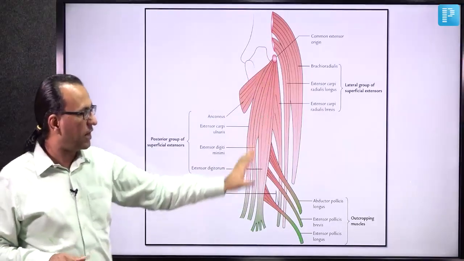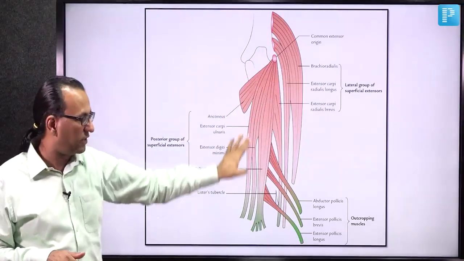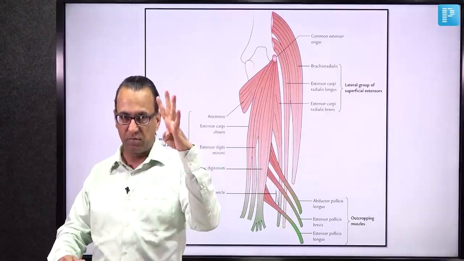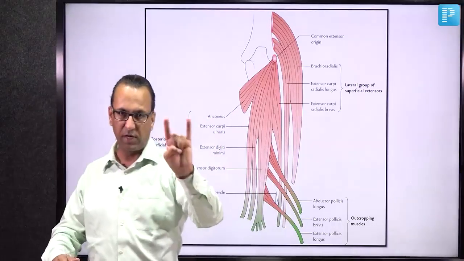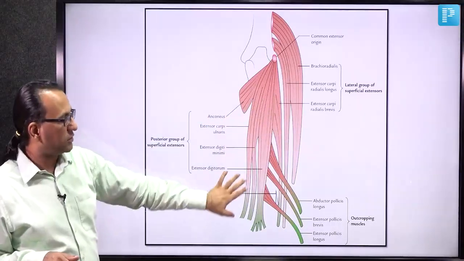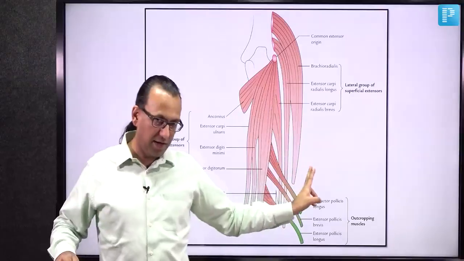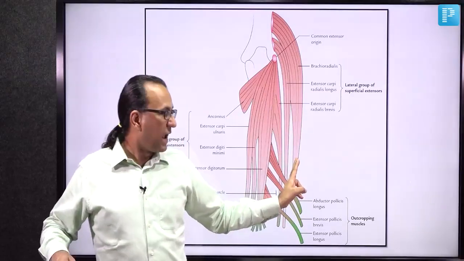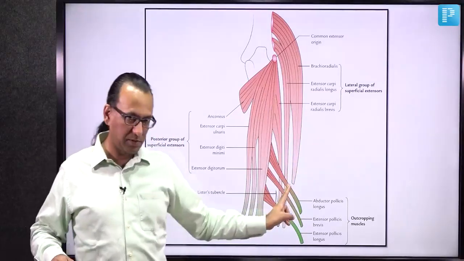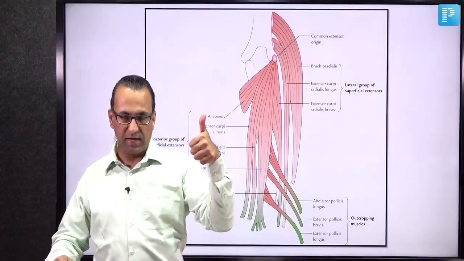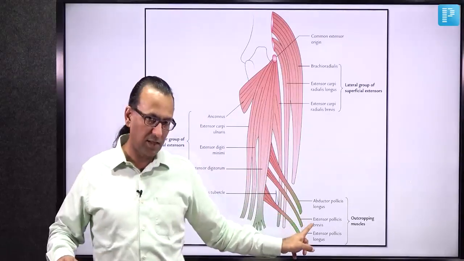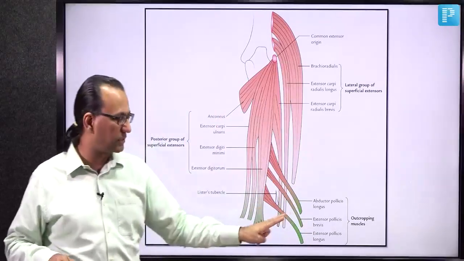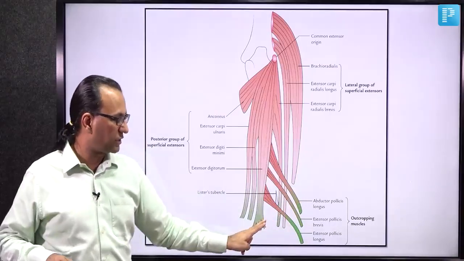Muscles which come from there are mostly extensors of the digits, that is extensor digitorum, extensor digiti minimi, or extensor indicis. There are also the extensor carpi radialis longus and brevis muscles, and then there are some deeper muscles which work on the thumb. There is abductor pollicis longus, and then there are two extensors: one is extensor pollicis longus and one is extensor pollicis brevis.